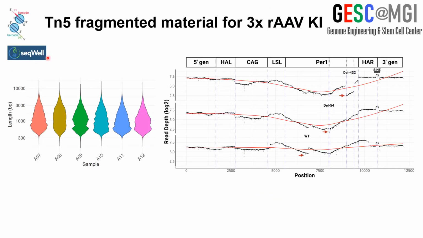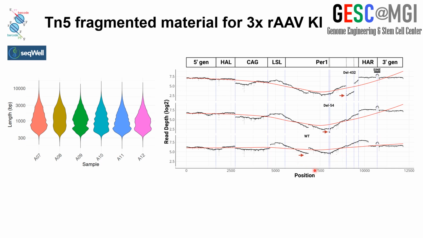We used Tn5 for fragmentation in this example and multiplexed 6 samples. Across the samples, our read lengths of mapped reads were around 1 to 2 kb. And we were able to identify across the 3 models the expected mutations that we installed, either the 432 base pair deletion, which has this reduction in read depth for the model that is 432 base pair deleted. We have the 54 base pair deletion, and the wild type has those regions present.